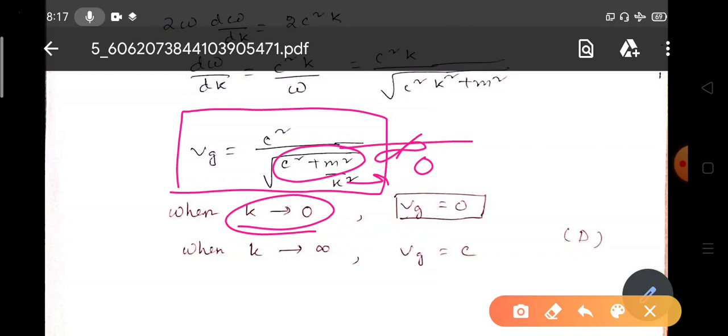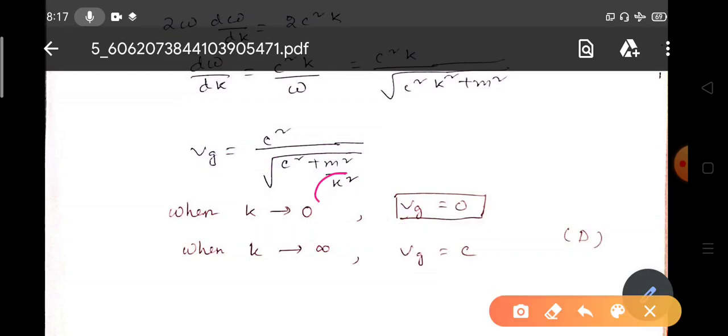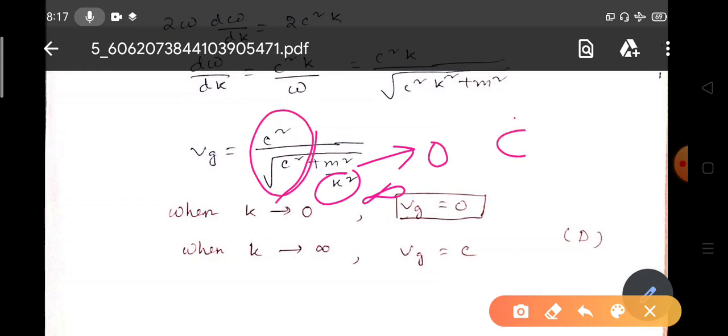and it is in the denominator. So vg, or v, will be 0. And when k is infinite, the term m square by k square will be 0 and we are left with only c square divided by c. So vg, or v, equals c. So option D is the correct option.